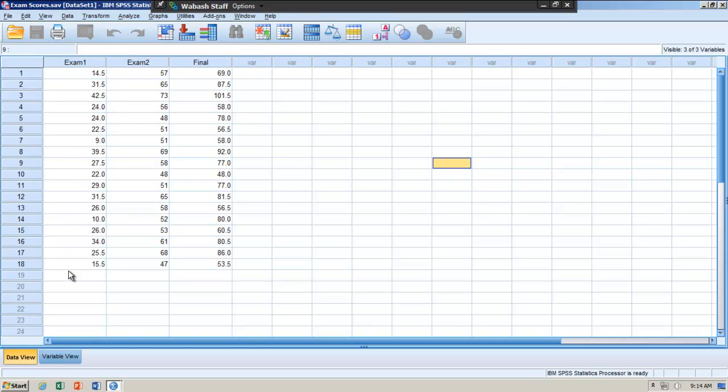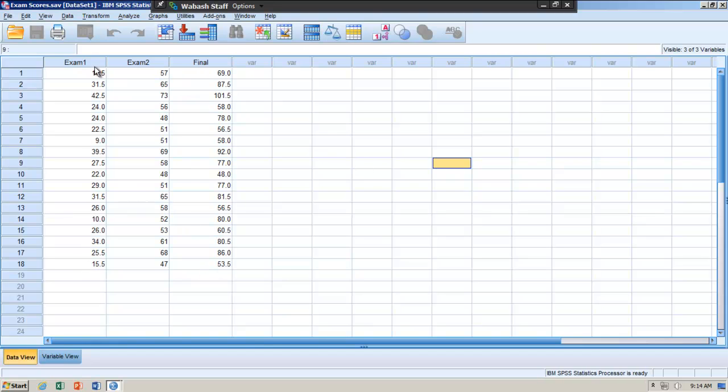We have the score on exam 1 that was out of 50 points, the score on exam 2 that was out of 75 points, and the score on the final, which was out of 100, although in some cases students got extra credit and earned more than 100 points. So the question we asked in class was, how well related are scores on exam 1 to the final?